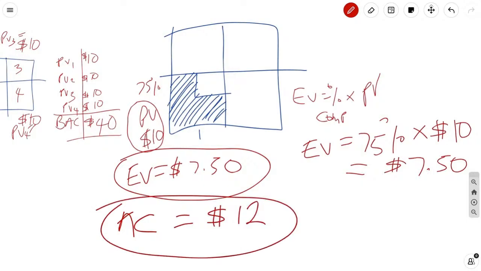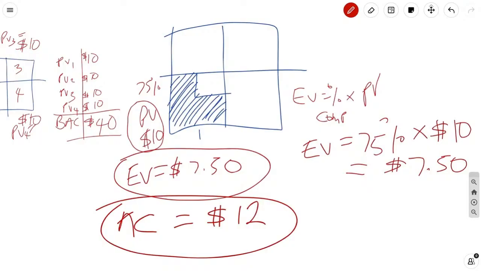Now you can juxtapose these three variables. What was planned was $10 worth of work. What was done is $7.50. Think about it. You promised you were going to get $10 worth of work done, but you only got $7.50 done. You are behind schedule.